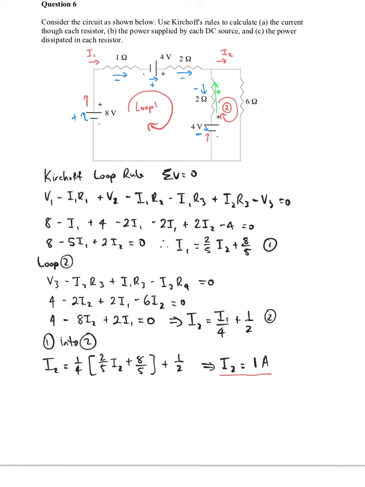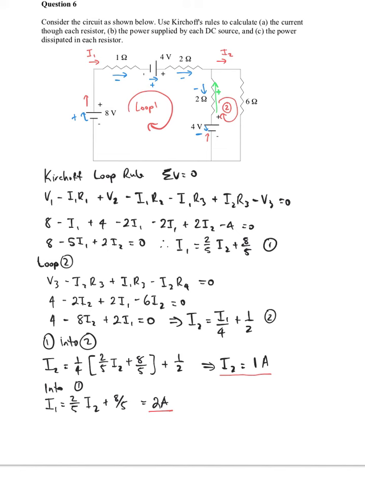So we can substitute that back into the equation. Let's put that into equation 1. Into 1. We know what I2 is, so we can just plug it back into 1. I1 equals, remember it was 2/5 I2 plus 8 on 5. We put 1 in for I2 and we get 2 amps. Okay, so now we have what I1 is as well. This is really good. That was the first part of the question, find the current through each resistor.